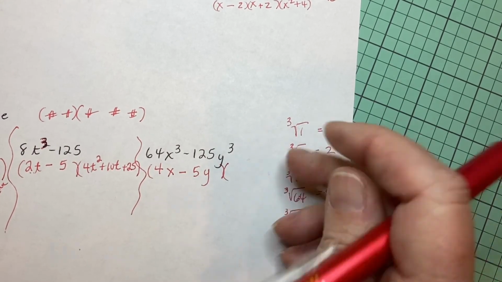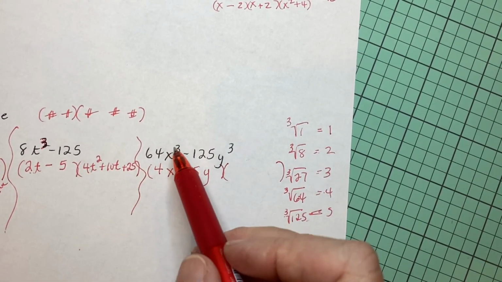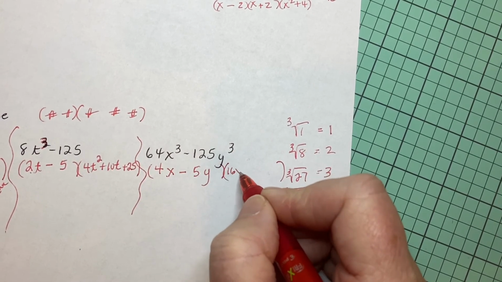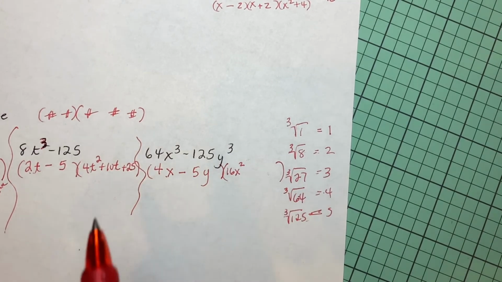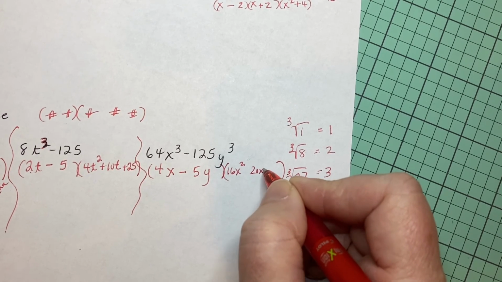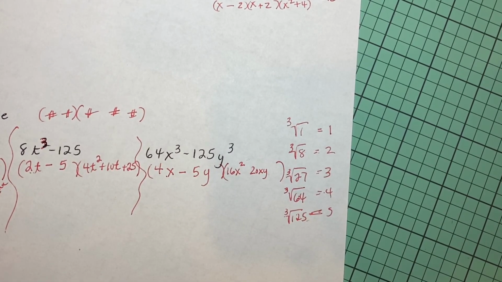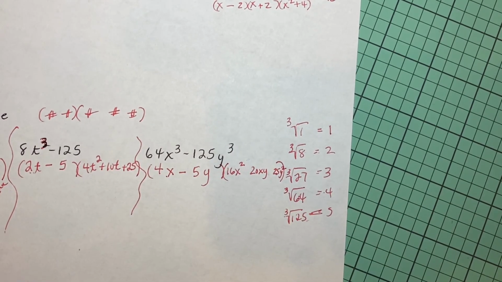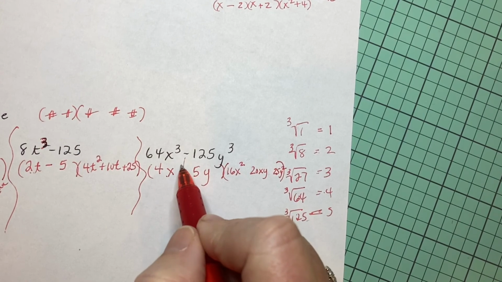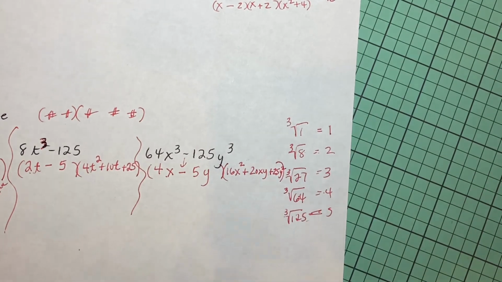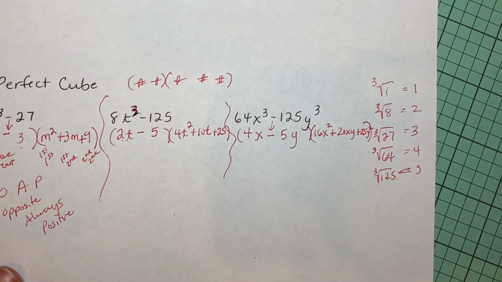Then we're going to do our second parentheses, which is first times first. 4x times 4x is 16x squared. First times second, 4x times 5y is 20xy. And then 5y times 5y is 25y squared. And then remember, this sign comes down, and then it goes sign opposite, always positive. And I just realized I didn't do a plus. I should have done that.